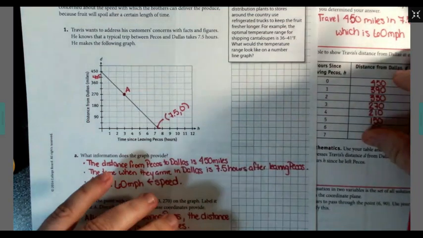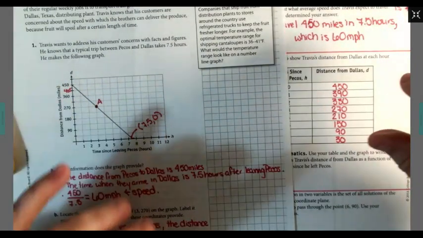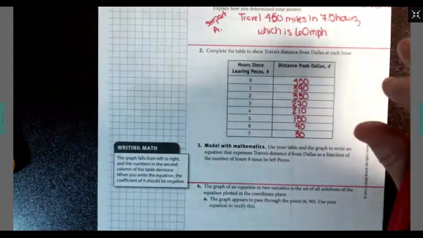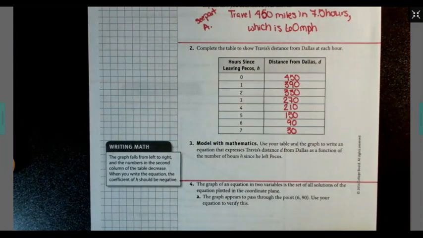Very hard to tell. So it was easier for me to go back to the speed that we found back in question number 1, D. It says use your table and the graph to write an equation that expresses Travis's distance D from Dallas as a function of the number of hours H since he left Pecos.